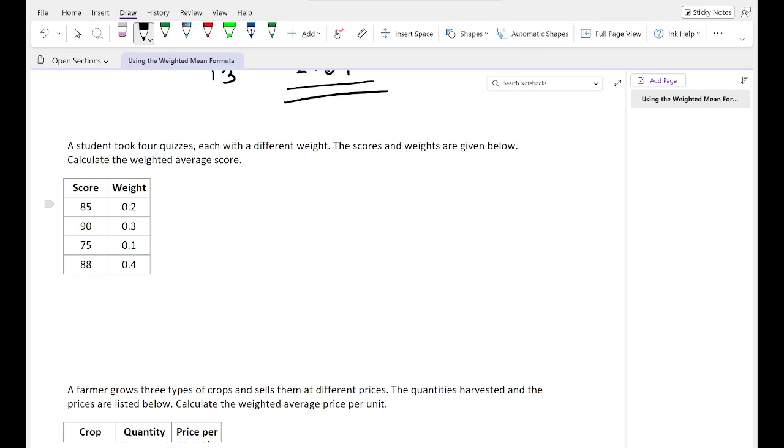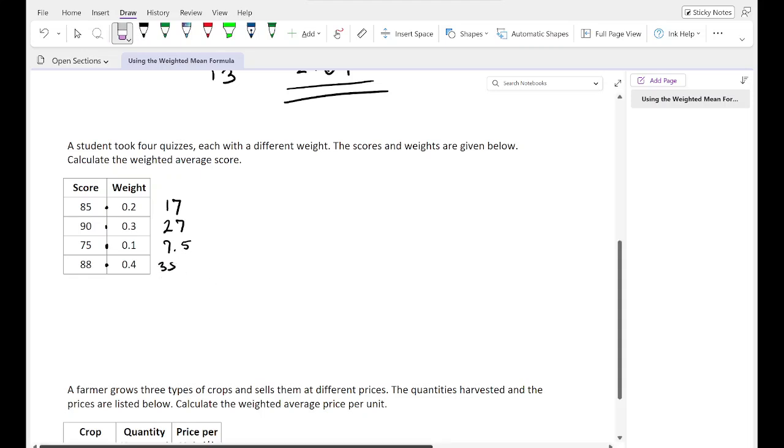So I'm going to take my 85 times 0.2, just multiply it straight across, and put a dot there to signify I am multiplying. So 85 times 0.2 is going to give me 17. 90 times 0.3 is going to give me 27. 75 times 0.1 is going to give me 7.5. And 88 times 0.4 is going to give me 35.2.